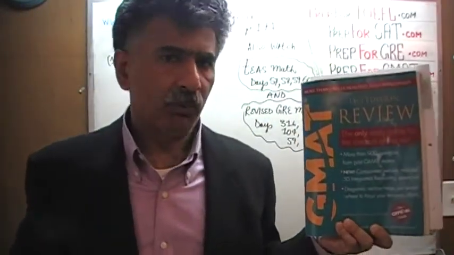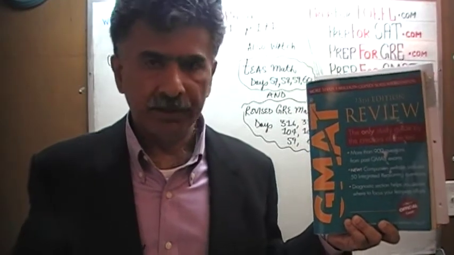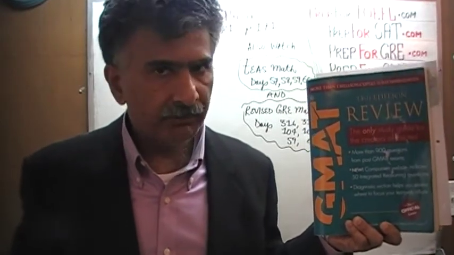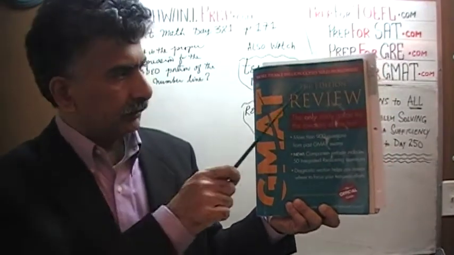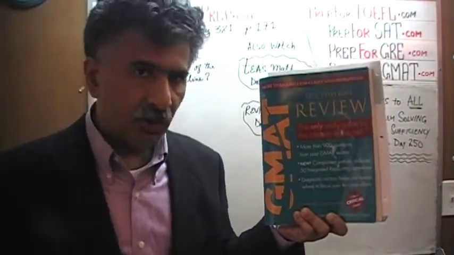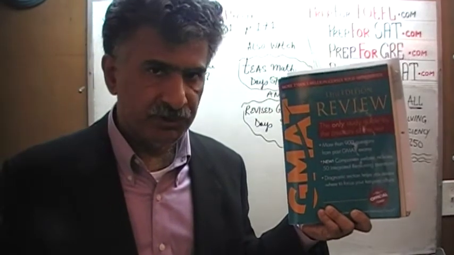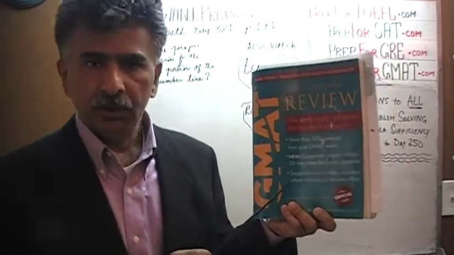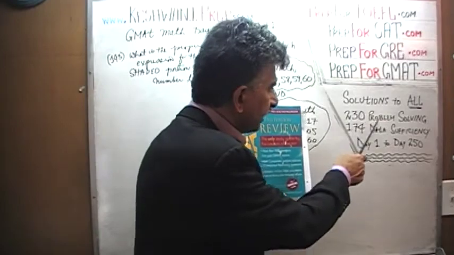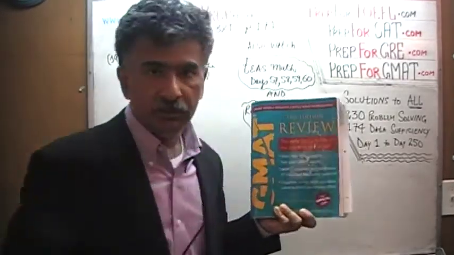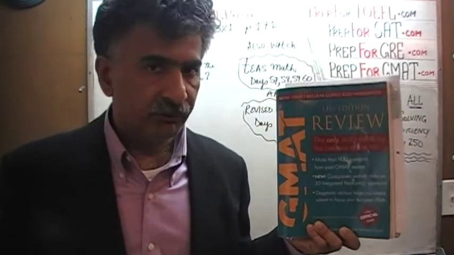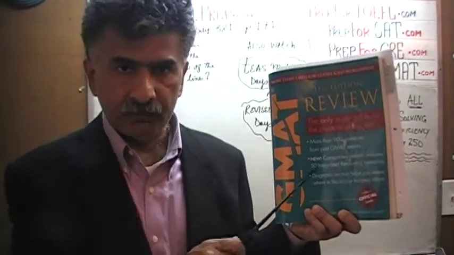We are here because we want to prepare for the GMAT. We have been solving GMAT math problems out of this book here, GMAT Review, the official guide, the 13th edition. If you do not own this book already, purchase one immediately. You're going to need it. The book contains 230 problem solving questions. It contains 174 data sufficiency questions. We have already done every single math problem from this book.